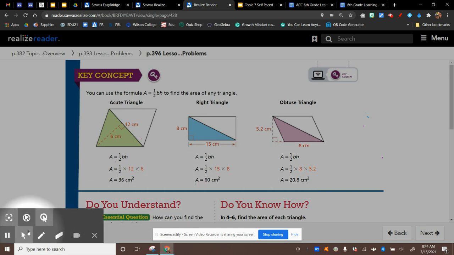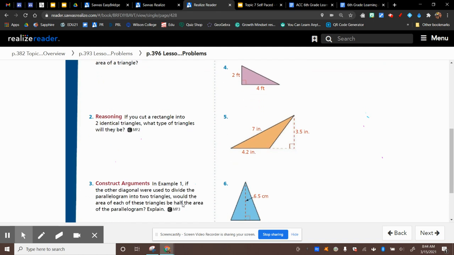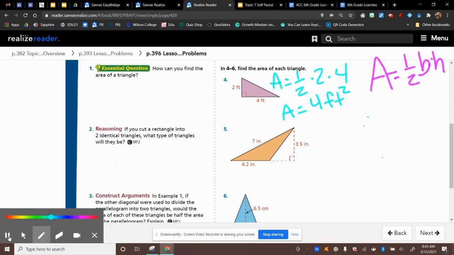All right, I want us to do 4, 5, and 6. So I'm going to have you pause the video and I want you to do 4, and I'll stop it every time in case you want to do one at a time, or you can do all 3 and then watch straight through. For number 4, we have a base of 4 and a height of 2. I don't know why I always write it the opposite. Again, you can switch when you're multiplying, but the area is 4 feet squared.